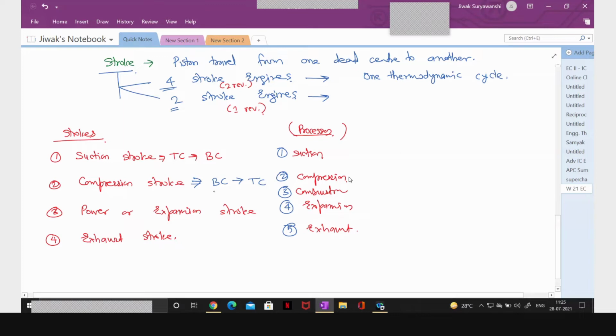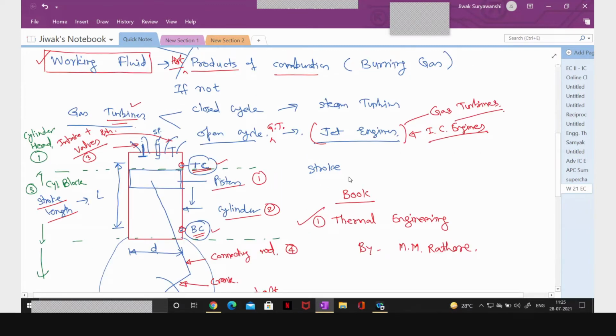Theoretically, at the end of the compression stroke, a spark occurs in the case of an SI engine, and because of that, combustion takes place. In the case of a CI engine, fuel is injected at the end of the compression stroke, theoretically, so combustion takes place. Because of combustion, heat is liberated, temperature increases, pressure increases, and that will force the piston down.